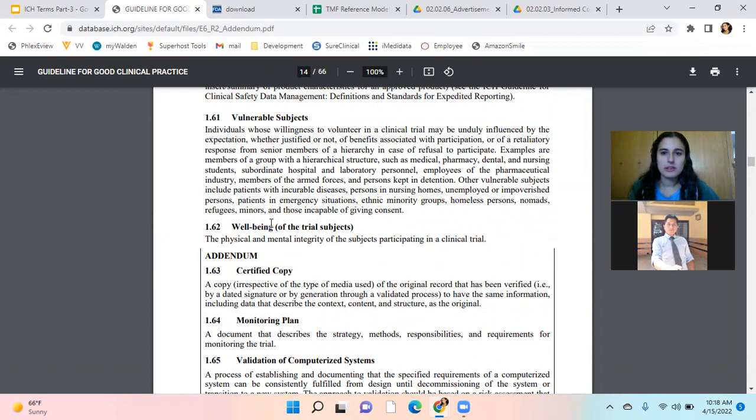Okay, and then basically all other vulnerable subjects include patients with incurable diseases, people in nursing homes, unemployed or impoverished patients. So they might be joining for other motives, or it might not be ethical to have them, like homeless people. Do they really know what's going on, or are they just seeking medical treatment?